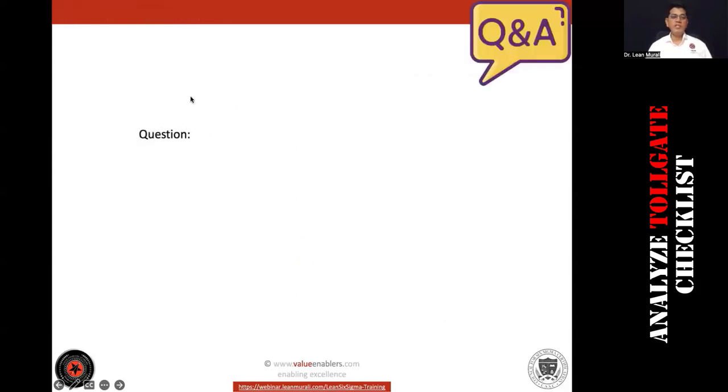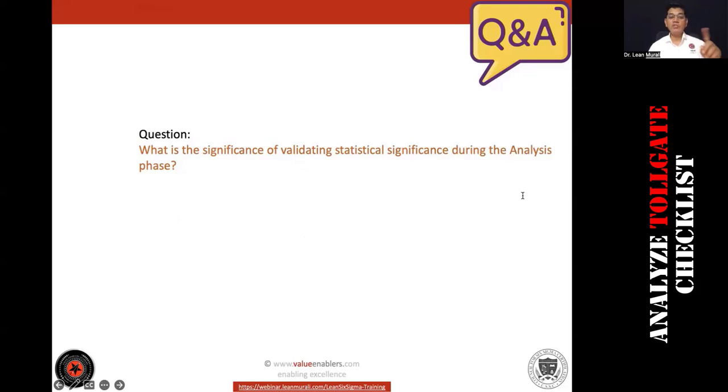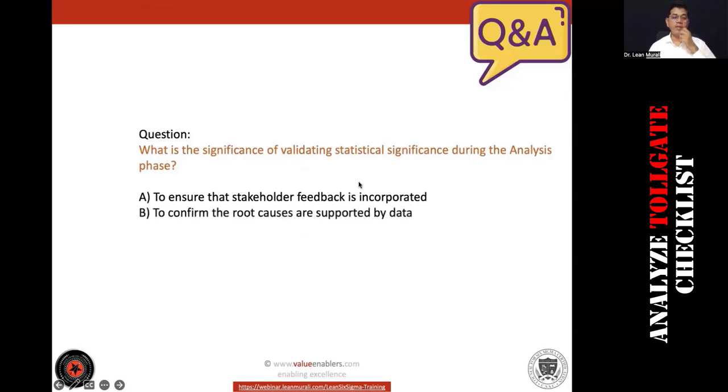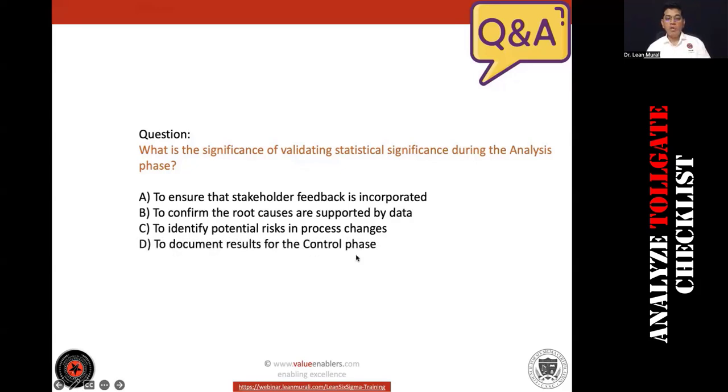So the question here is, what is the significance of validating statistical significance during the analysis phase? To ensure that stakeholders' feedback is incorporated, to confirm the root causes are supported by data, to identify potential risks and process changes, or to document results for the control phase. Let's see some quick answers here. Yeah, to confirm that root causes are supported by data.